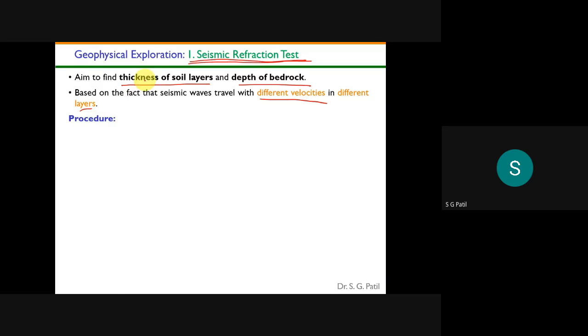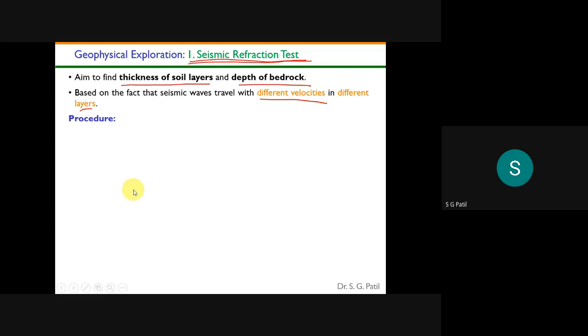Okay, so what is the fundamental idea behind seismic refraction? Depending on the constituent materials of the soil layer, the velocity will differ. The velocity of the waves, whatever waves you create, will differ depending on the density of your soil layers, or the constituent materials of the soil layer.